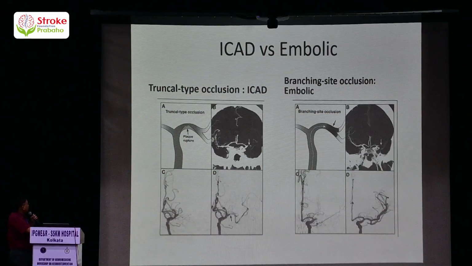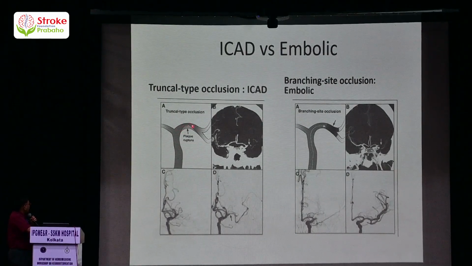So what is a truncal type of occlusion? This is called a truncal type of occlusion. There is a tapering of the vessel here, so it indicates intracranial atherosclerotic disease, and you can still see the flow in the branches.